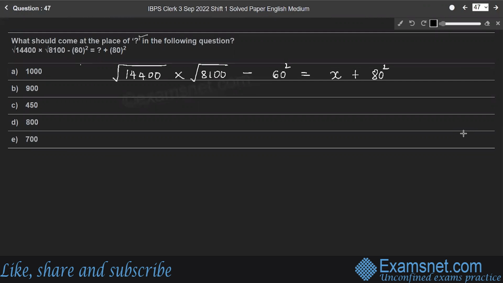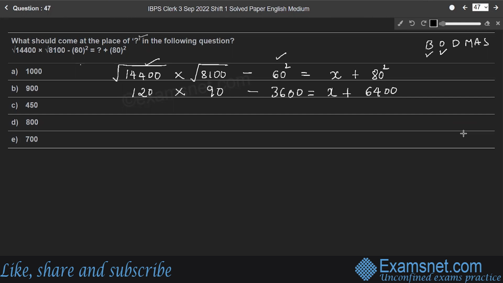So the root of 14,400. Here we are again following the BODMAS rule. No bracket to remove here. So next is off. There is a square root of and square of some numbers. Here the square root of 14,400 is 120 because 12 square is 144. The square root of 8,100 is 90, because 90 into 90 is 8,100. Minus 60 square, so 3,600, is equal to x plus 80 square, which is 6,400.